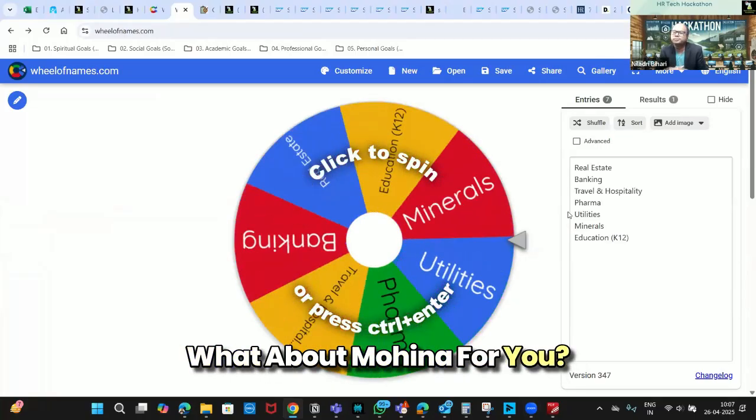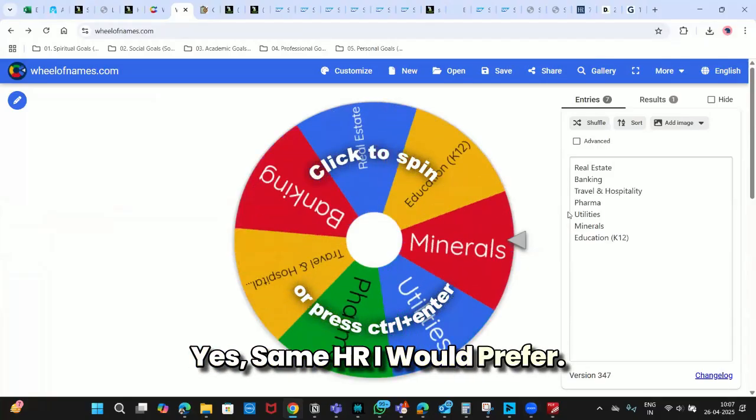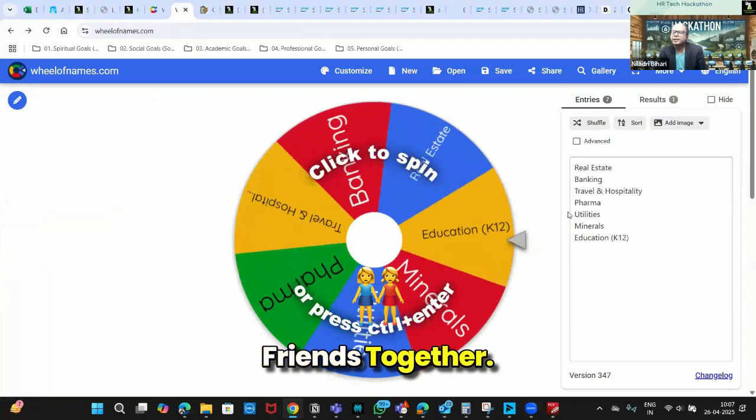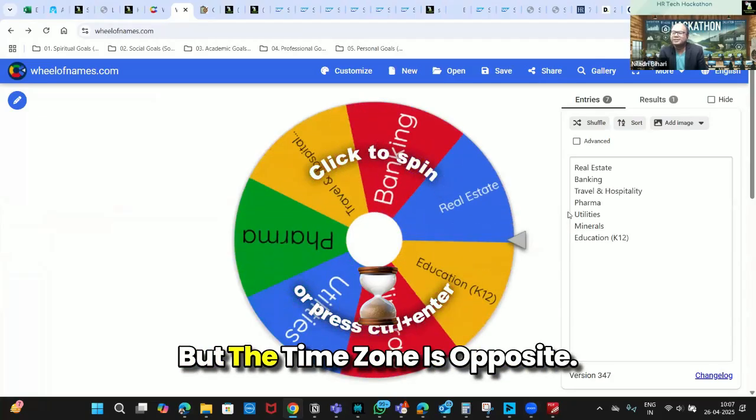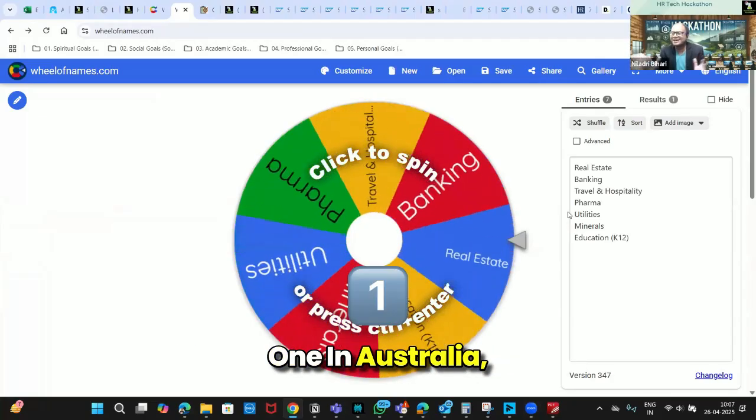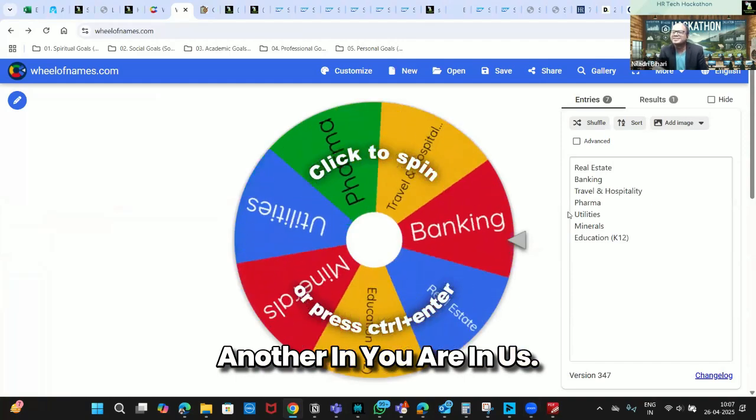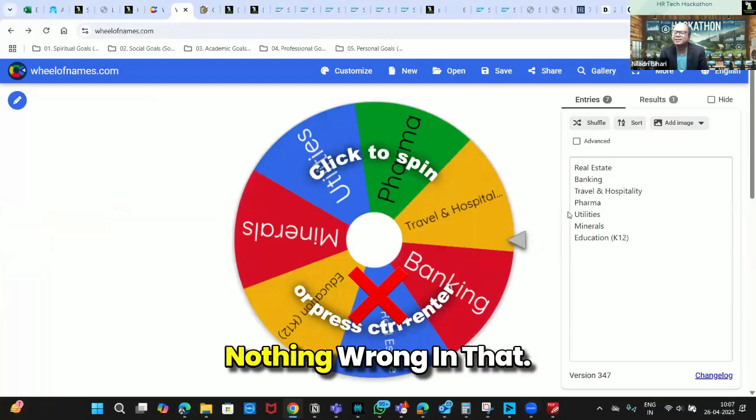What about Mohina for you? Yeah, same, HR I would prefer. Okay, then you can be friends together and you can start. But the time zone is opposite. One is in Australia, and another, you are in the US, right? But you can collaborate. There's nothing wrong in that.